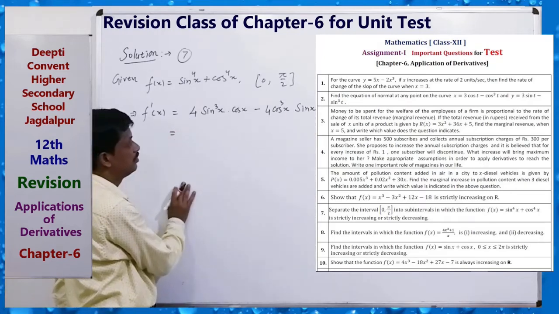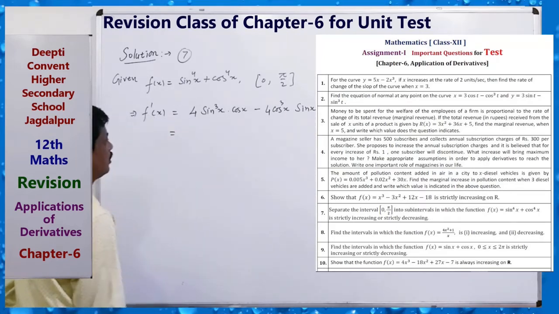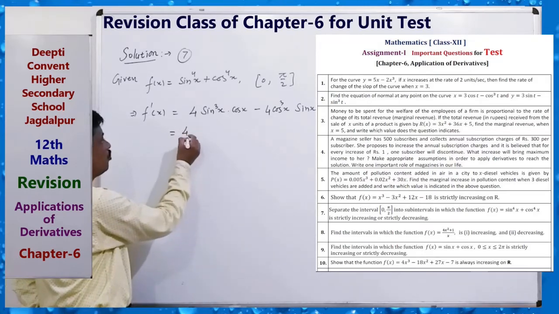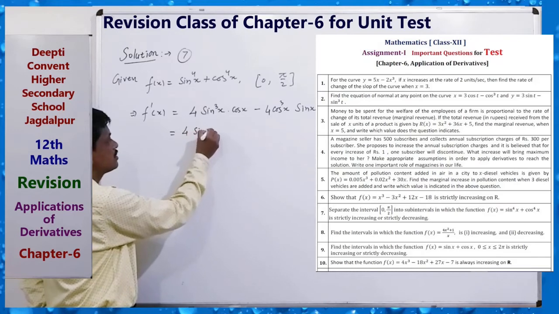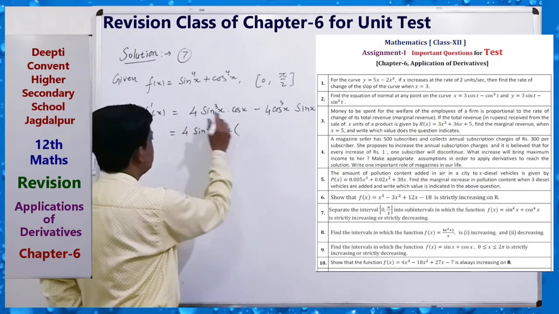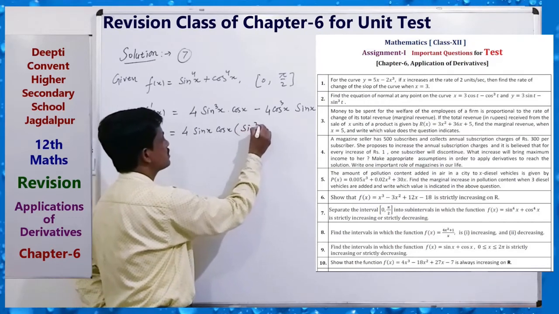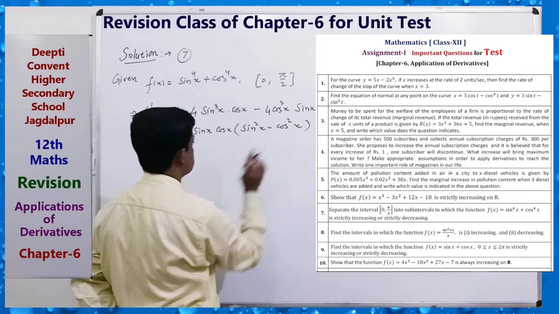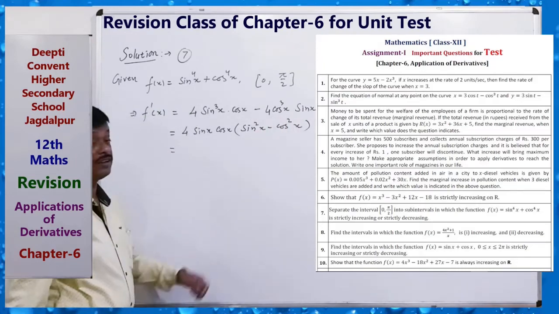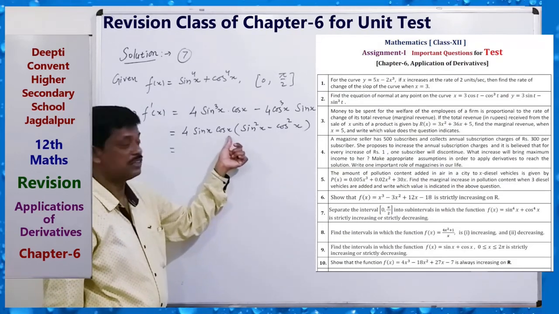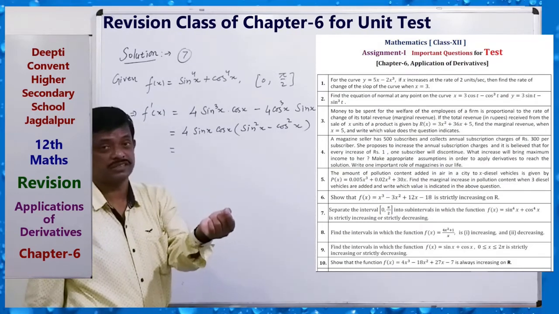Now we can take common 4 sin x cos x. Then here will be remaining sin square x minus cos square x. So it can be written like how? Cos square x minus sin square x, and here 2 sin x cos x is equal to sin 2x.